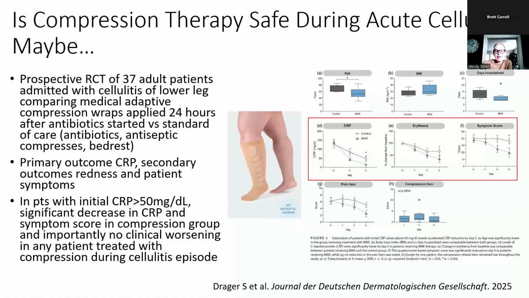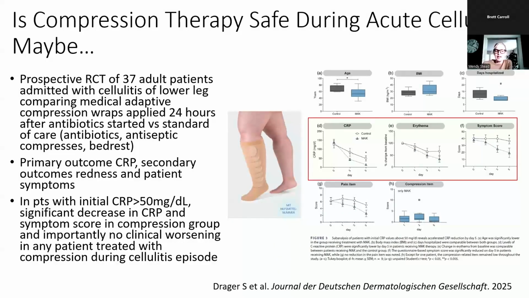And they looked at CRP levels. They wanted to look at systemic inflammation, and then secondary outcomes of patient symptoms and redness. And they found in this trial that in patients who had initial CRPs that were elevated, they had a significant decrease in the CRP as well as a decrease in patient symptoms in the group that received compression after those first 24 hours of antibiotics, as opposed to the group that got standard of care. And I think more importantly, they didn't see any worsening of the situation or condition in patients who were treated with compression more acutely.